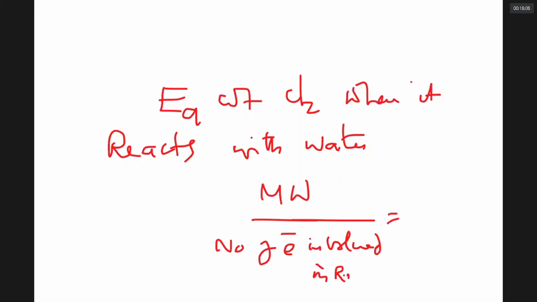Notice, the molecular weight of chlorine is 71. The number of electrons involved is only 1. So its equivalent weight is how much, sir? Same as molecular weight. So that is a strange question. Sir, this chlorine can react with hydrogen if there is light.